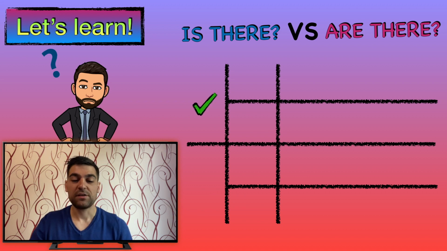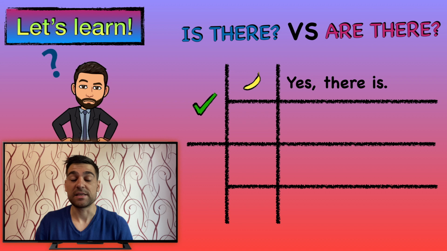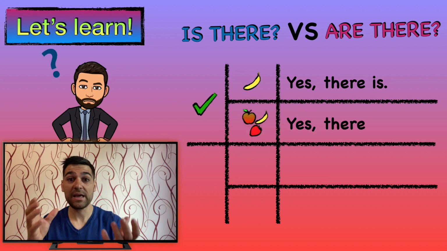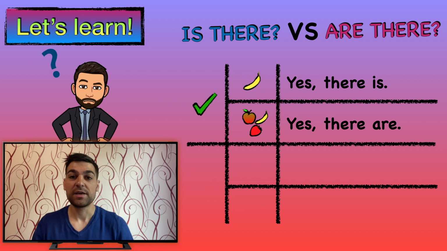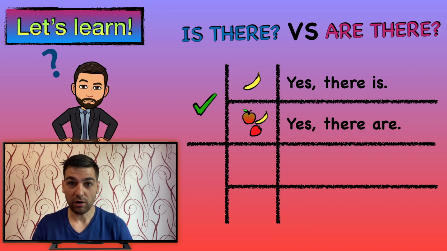So, if the answer is yes, and we have one fruit, then we would ask, is there a fruit? And the answer would be yes. Then we would say, yes, there is. And if there would be many fruits, then the answer would be, yes, there are. Is there a fruit in that picture? Yes, there is. Are there fruits in that picture? Yes, there are.